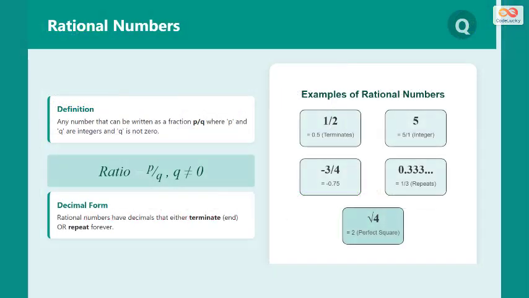Moving up the hierarchy, we find rational numbers. Symbolized by Q, a rational number is defined as any number that can be written as a fraction, p over q. This includes all integers, because 5 can be written as 5 over 1. It also includes terminating decimals like 0.5 and repeating decimals like 0.33 repeating.